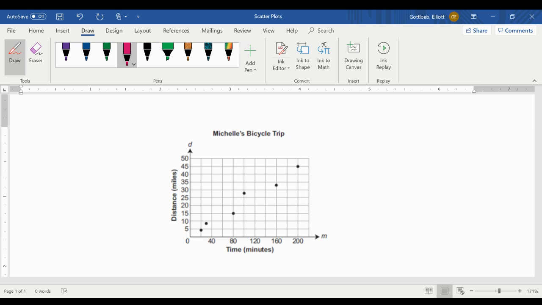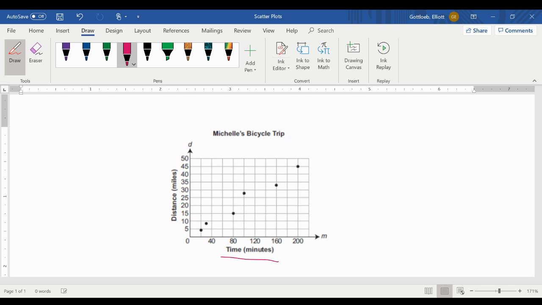All right. Anyway, we're talking about scatter plots. Scatter plots are a bunch of random points. Like, you'll look at this graph of Michelle's bicycle trip, and you'll notice that there's these random points all over the graph. They're not in a straight line. So what we can do with that is interpret some information and make judgment calls about what future trips might be. For instance, looking at this graph, about how many miles would Michelle ride if she was on her bike for 120 minutes?